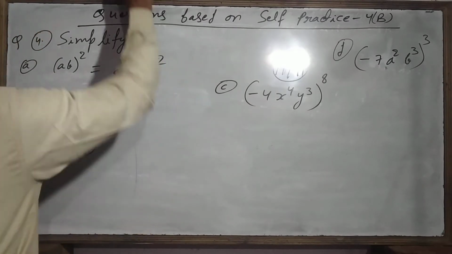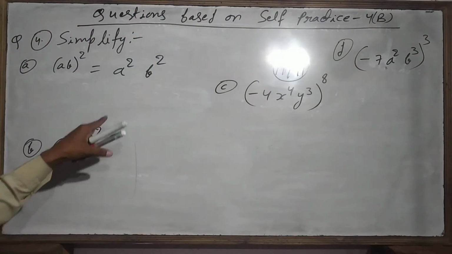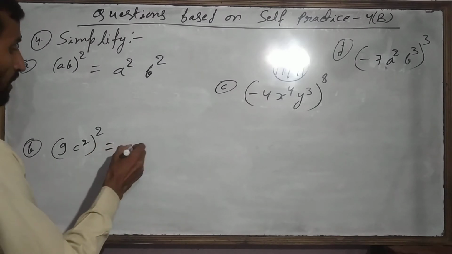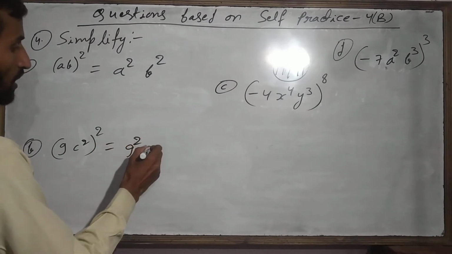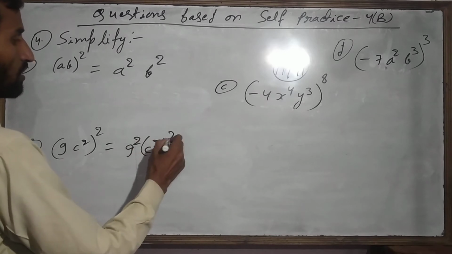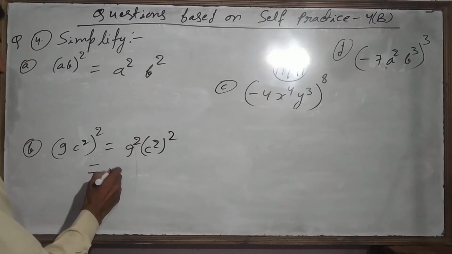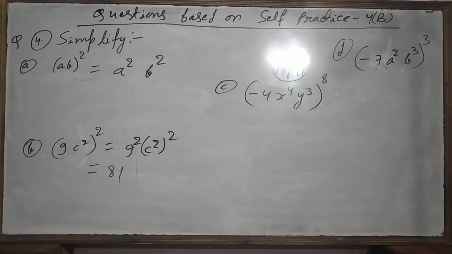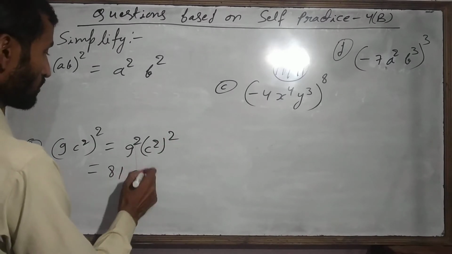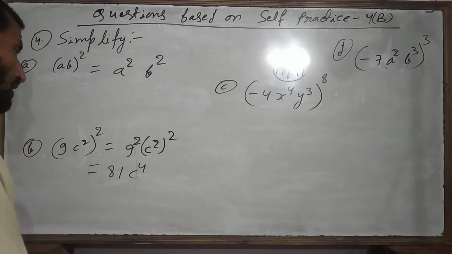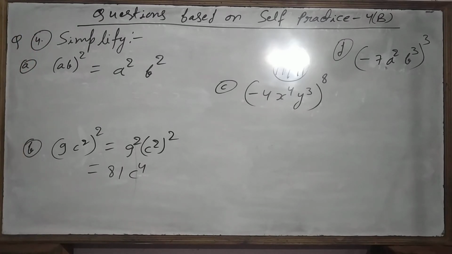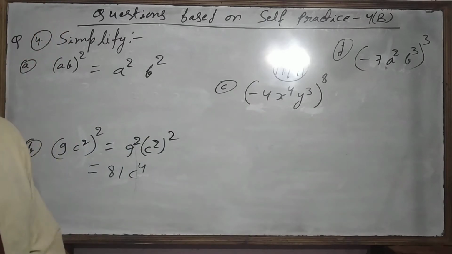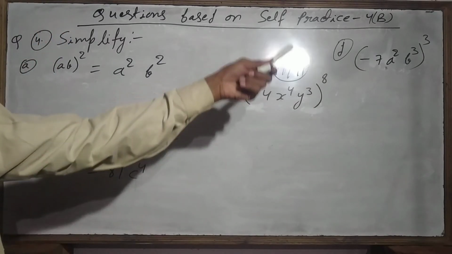Next one, 9c square and then whole square. So 9c square means 9 square and then c square is there. 9 square is 81, and for c square, the powers will be multiplied, so 2 2 is 4. So c power 4 comes in the answer. This is the final answer: 81 c power 4.